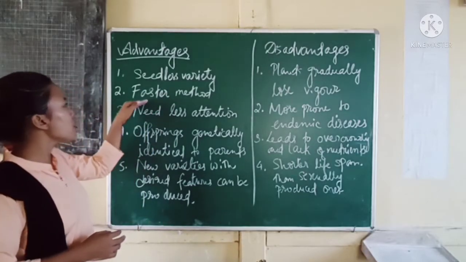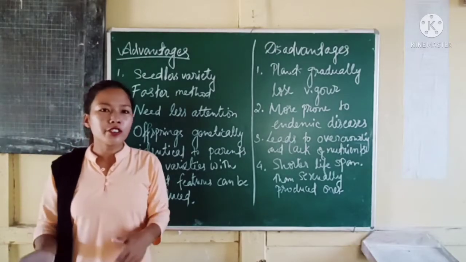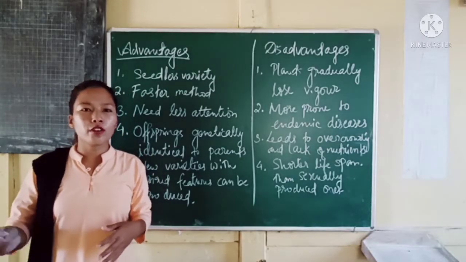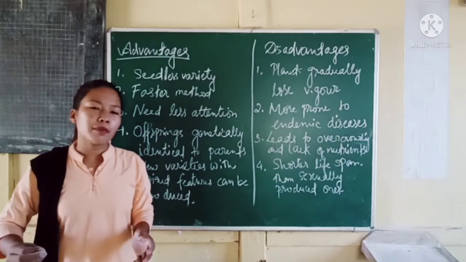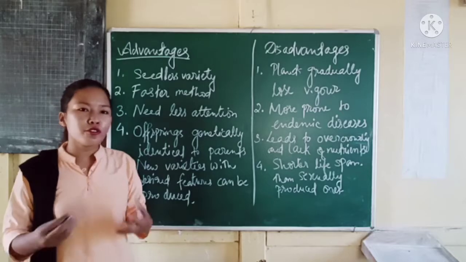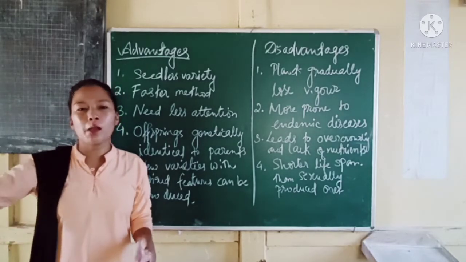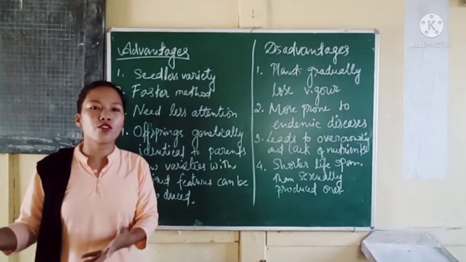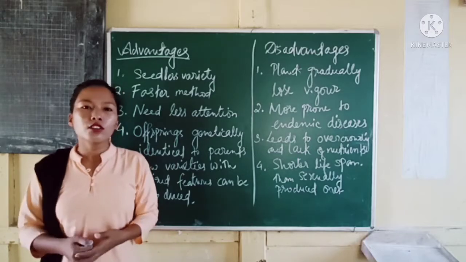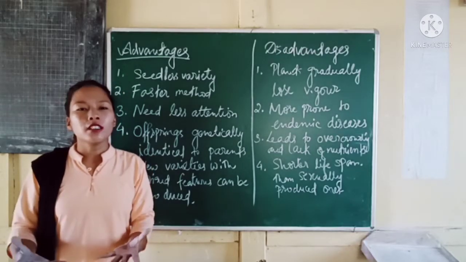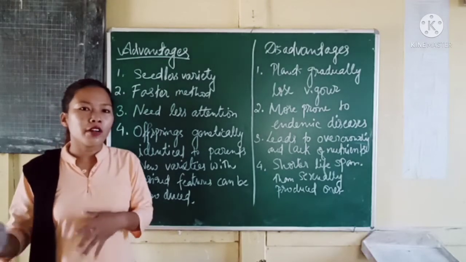The second one is a faster method. In sexual reproduction, what happens? We have to wait. Pollination will take place, then fertilization, and then it will develop into fruits and seeds. These seeds have to be dispersed with the help of animals, insects or water, whatever it may be. Then we have to wait for the seeds to land on the soil, and for germination and growth of the plant. So it takes a lot of time.